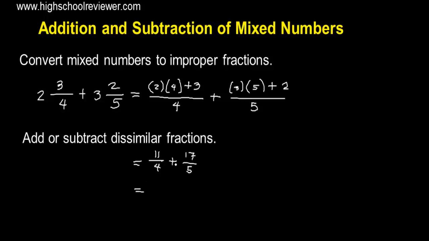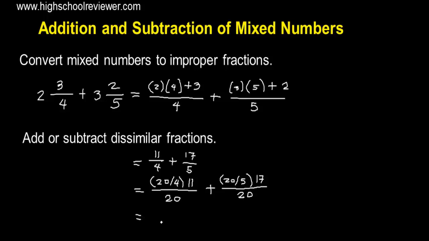We will now add dissimilar fractions. First, get the LCD of 4 and 5. The LCD of 4 and 5 is 20. And for the numerator, this will be 20 divided by 4 multiplied by 11 plus, again, the LCD here is 20, and then we will have 20 divided by 5 multiplied by 17.